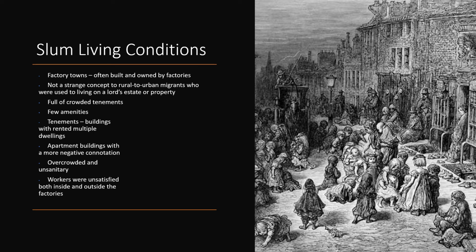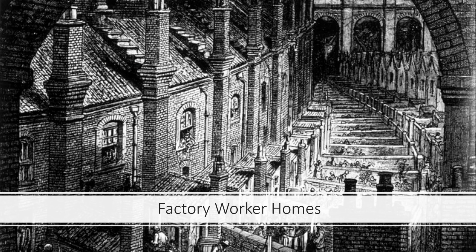Apartment buildings had more of a negative connotation, even though today they are viewed more as freedom, individuality, and urban living. But in the second revolution, this was a negative. They were overcrowded and unsanitary. Workers were unsatisfied working in the factory and living outside of the factory. This picture really shows that message.